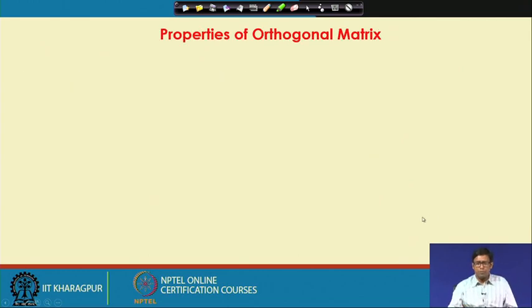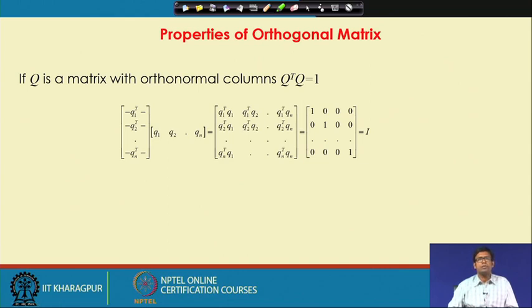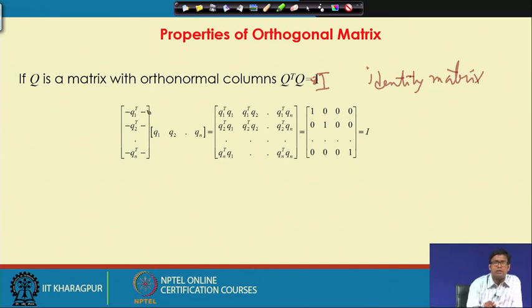Now, we will look into some important properties of orthogonal matrix. If Q is an orthogonal matrix, Q transpose Q is, I am sorry, equal to identity matrix. So, these are rows of the Q transpose multiplied with the columns of the orthonormal matrix. So, this becomes first column transpose with the first column, and this is 1. And for any other pair, Q1 transpose Q2, this will be 0. So, it becomes 1 0 0, 0 1 0, 0 0 1. So, Q transpose Q becomes an identity matrix.